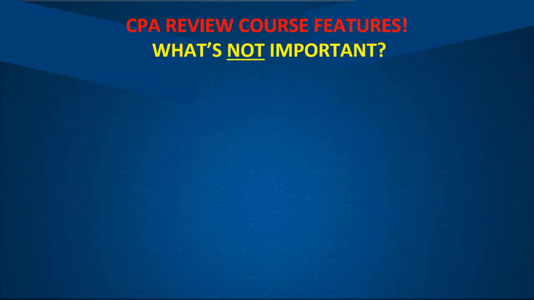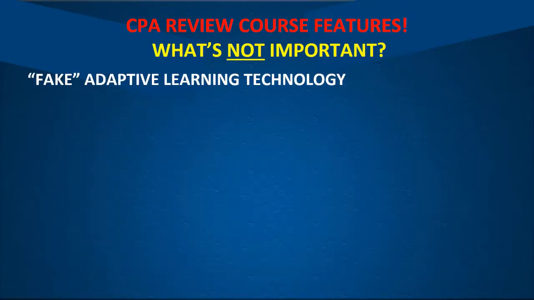Okay, so what's not important when you're doing research on finding the right CPA review course for you? So the first one is fake adaptive learning technology. So adaptive learning, it's been the big buzzword in the industry for quite some time now. And basically, if you're not familiar with it, adaptive learning is a software algorithm that, based on how you're answering questions, identifies what the algorithm thinks you know versus what you don't know.